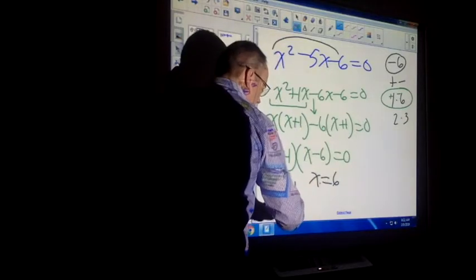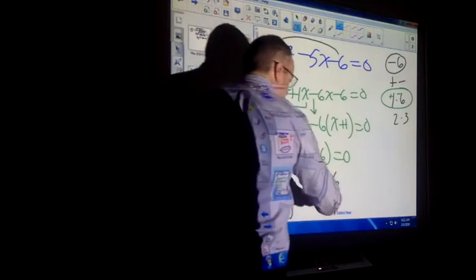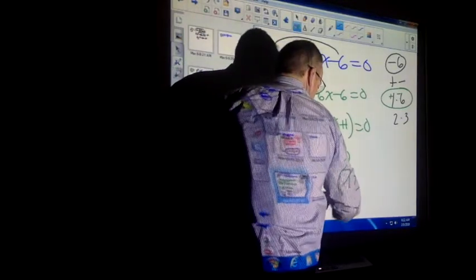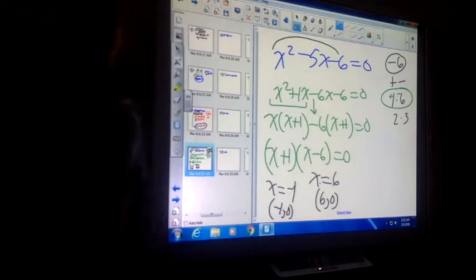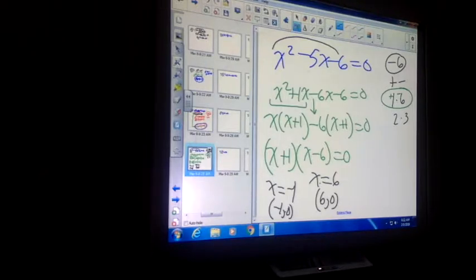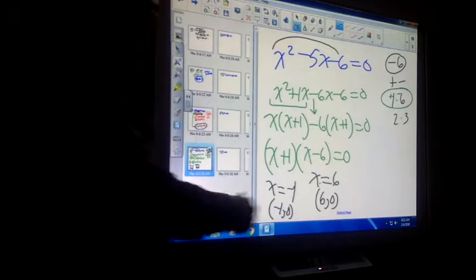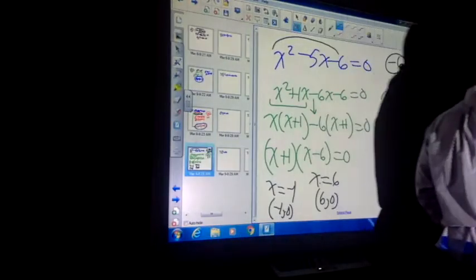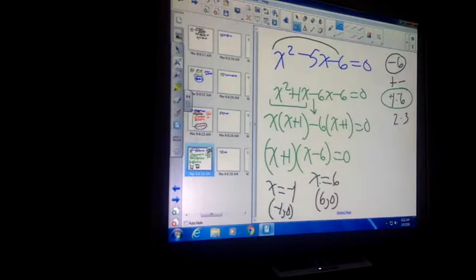If I make this a point, that's -1, 0. Because it's x minus 6 equals 0, add 6 to both sides. Okay, -1, 0 is a point. 6, 0 is a point. They are the solutions because if you plotted those points, they are sitting on the x-axis. They don't go vertical at all. Those are my answers.